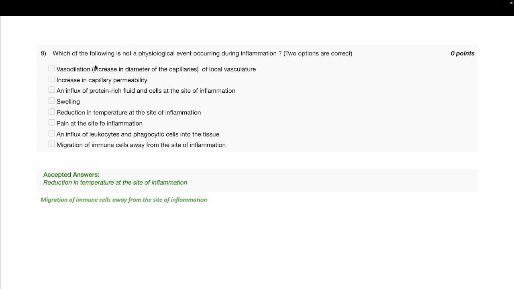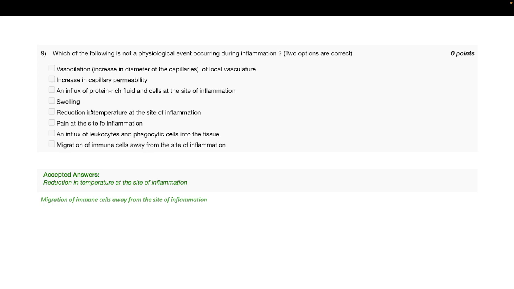What occurs in inflammation, as we saw a few minutes back, is, first of all, let's look at the options one by one. Vasodilation will occur because most of your cells have to flow towards the site of inflammation. That's why the diameter of the capillaries increases. Then there is an increase in capillary permeability, which brings in an influx of protein-rich fluid. All three options are correct. There is definite swelling because of a lot of cells flowing in, which is known as edema.